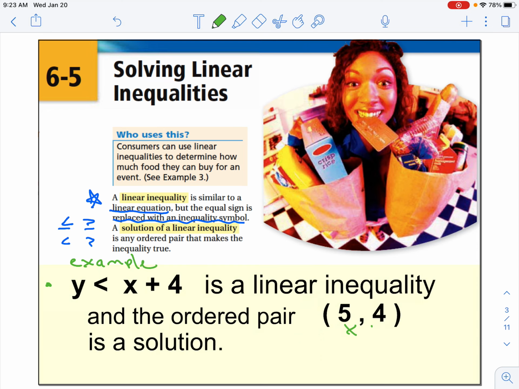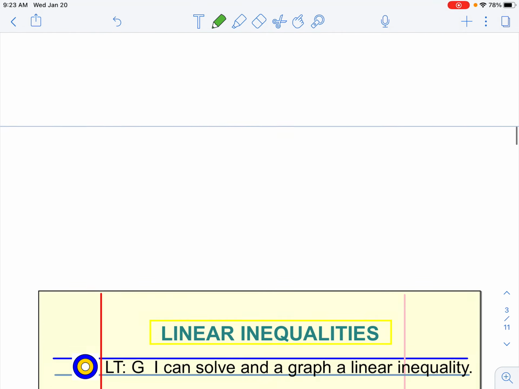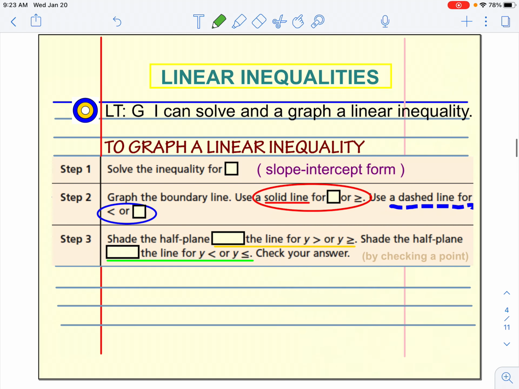And this ordered pair, 5, 4, is a solution to the inequality, because if I put the y value in for y and the x value in for x, I can see that 4 is in fact less than 9. So this ordered pair is a solution, but that's not the only solution. There are many others, and in order to show all the solutions, we need to be able to graph it. So that's our first thing we're going to work on today, is to solve and graph linear inequalities.